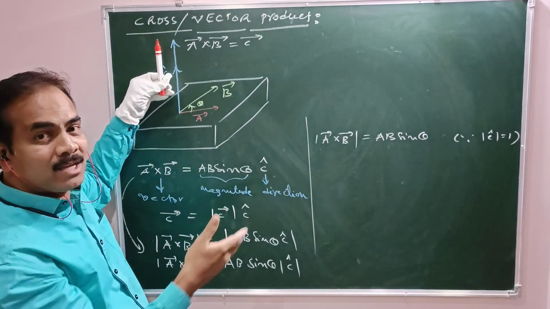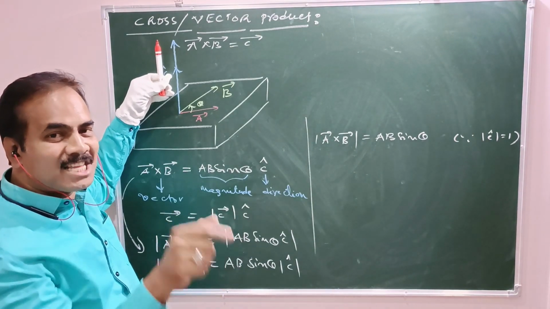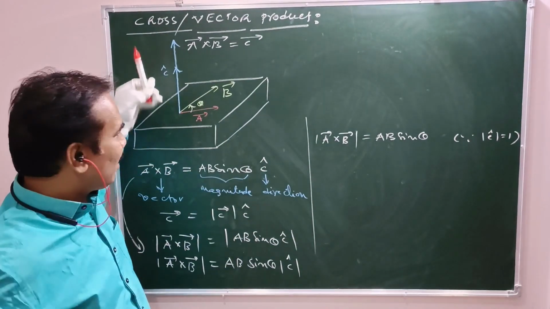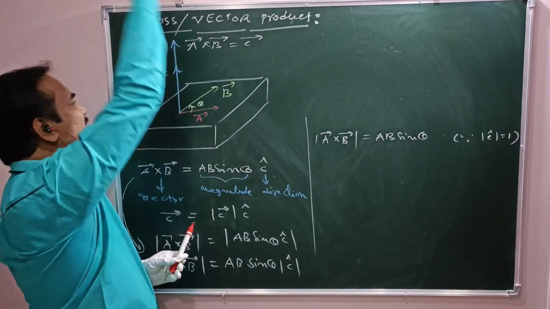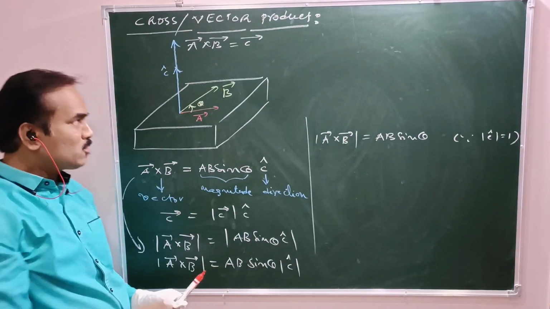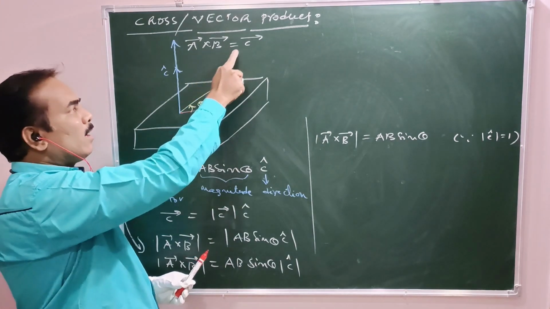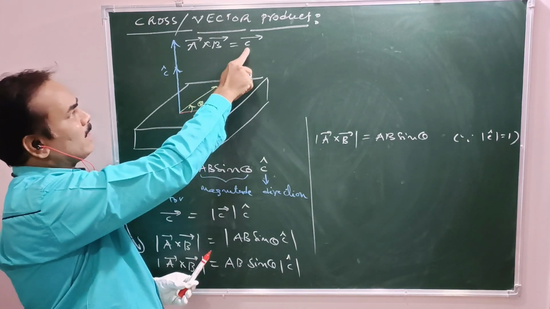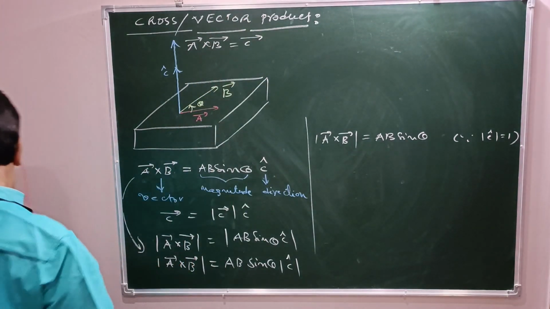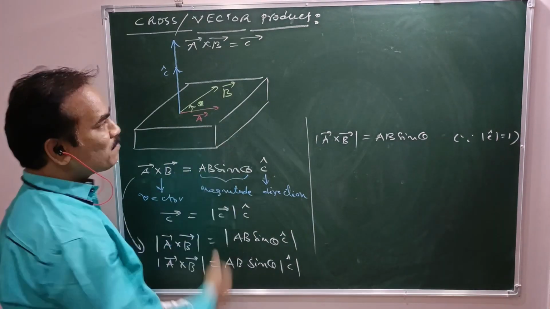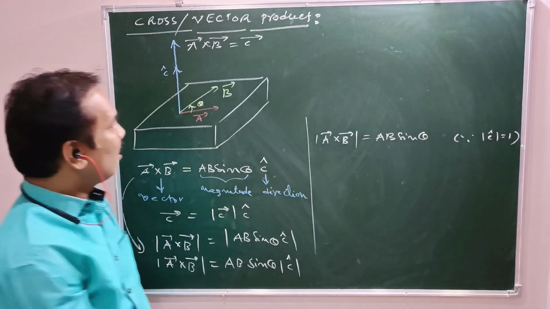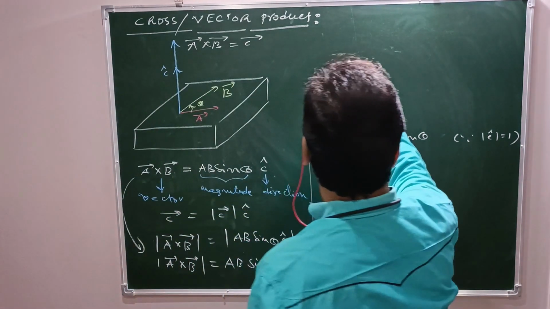Now the direction in which the tip of the screw advances is itself the direction of the resultant vector, right? So what is the direction of the resultant vector? This is the direction of the resultant vector A bar cross B bar. Usually that is symbolized with C bar here, right? If you want to get B bar cross A bar, this is A bar cross B bar. If you want to get B bar cross A bar, see once again.